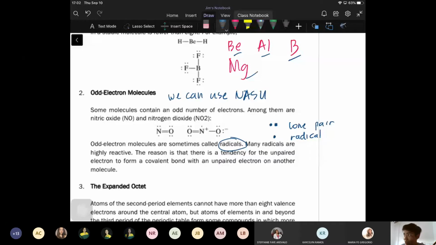Another reason there are radicals in the body is our diet, and what we're exposed to. Those factors can help form radicals in our body. This single electron is dangerous to the human body. That's why we eat vegetables to scavenge radicals, to eliminate the radicals in our body. So thanks to vegetables, we don't have cancer yet. Okay, let's go back.